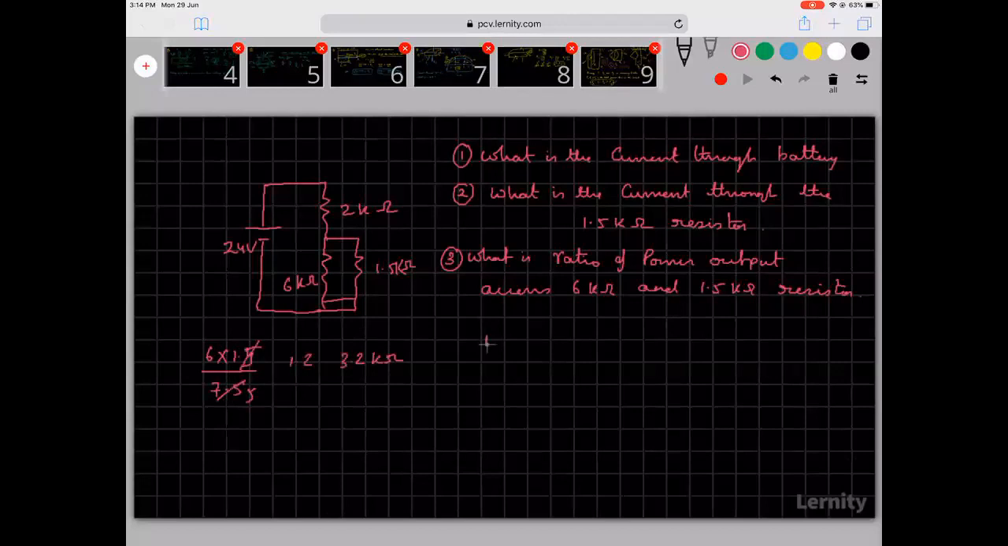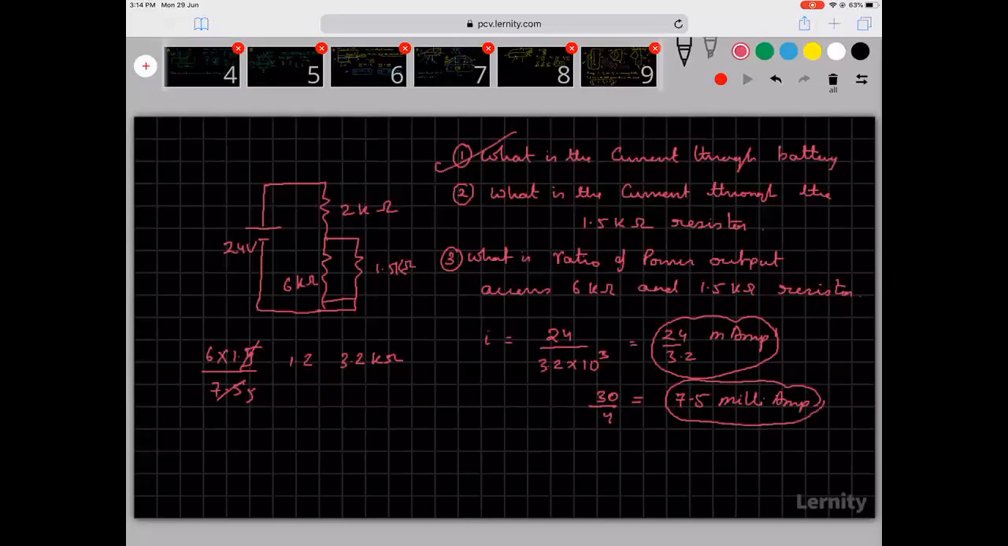So the current I in the circuit will become equal to 24 divided by 3.2 into 10 power 3, so that will make it 24 by 3.2 milliampere. So I can find this out. 8 will go 3 times, 8 will go 0.4 times, so 30 by 4 will give you 7.5. So it is 7.5 milliampere. And what is 7.5 milliampere? That is the current through the circuit. I hope all of you are able to understand this one.